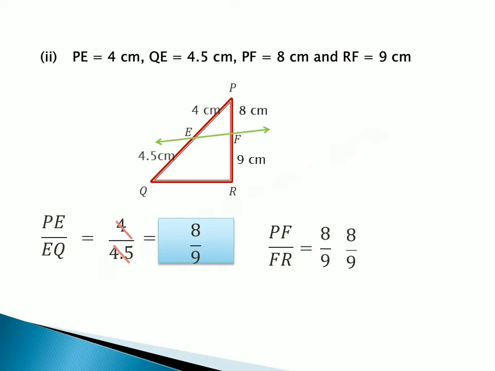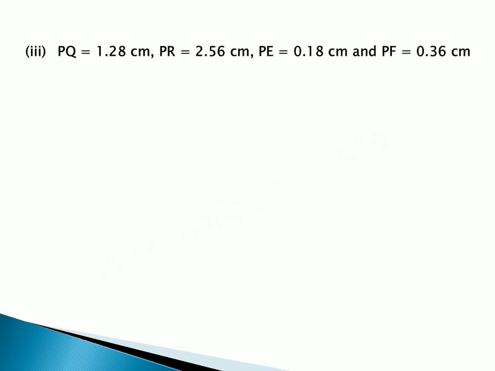So you can readily say that the ratios are proportional to each other. So PE by EQ is equal to PF by FR. So the line EF is parallel to QR. Very interesting, very easy.